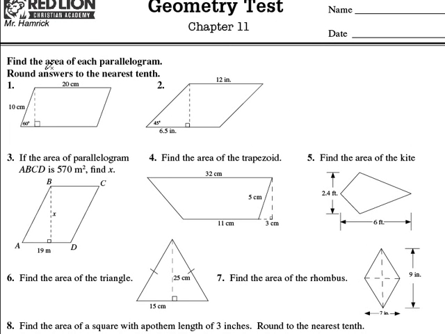Here we go. Find the area of each parallelogram. So, this is the area stuff, and then the next chapter is all the volume stuff. So the area stuff seemed easy, doesn't it, compared to the volume?